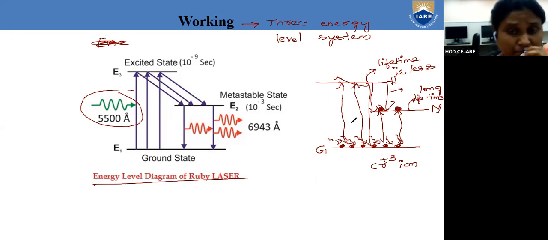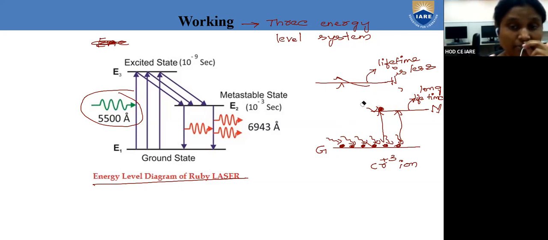Right, students? Now, what you're going to observe here is first chromium ions have gone from ground state to metastable state, and some more were added from higher state to metastable state. So a stage will be reached where population of metastable state will become more than ground state, and that stage is called population inversion. Are you able to understand, students? So we are going to achieve population inversion. What do you mean by population inversion? Where population of higher state is made larger than population of lower state. Okay, students.